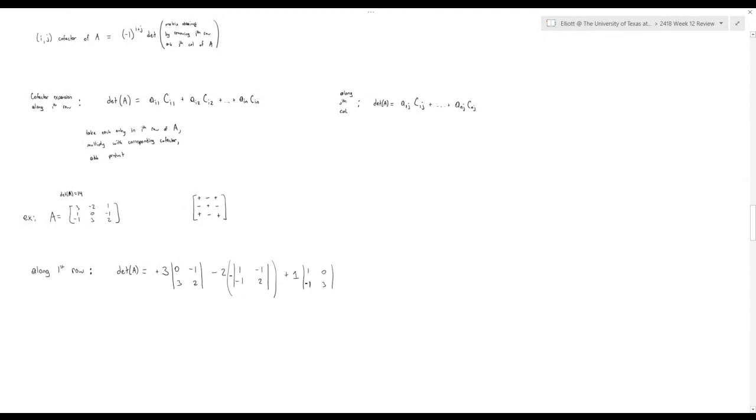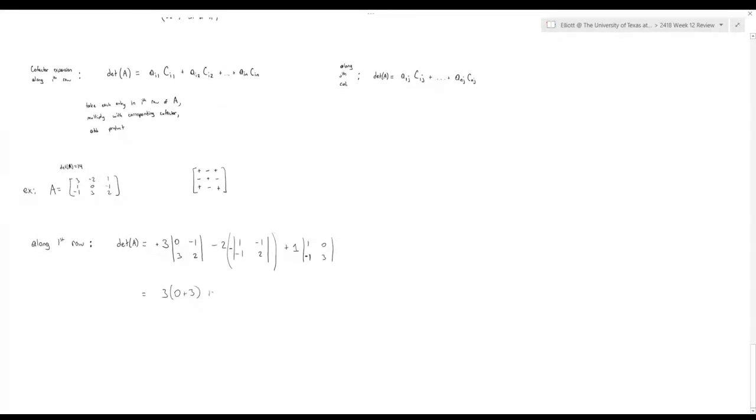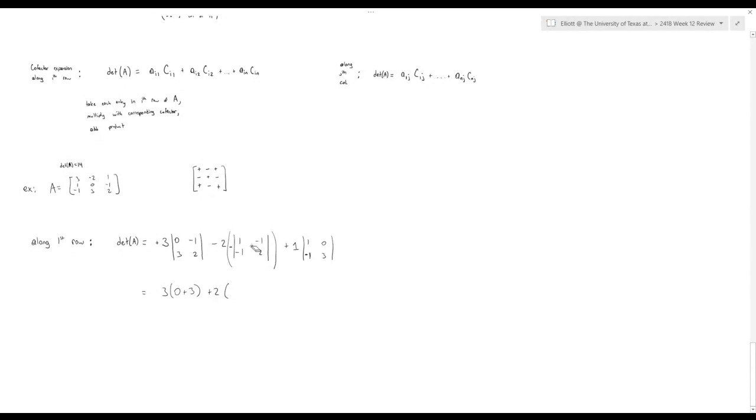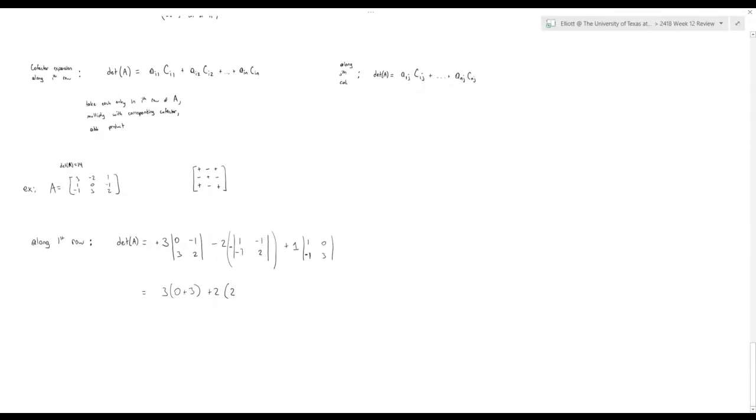Okay, and then each of these are 2 by 2 matrices, so we can calculate their determinants by doing the AD minus BC formula, okay? So for this matrix here, its determinant is going to be 0 minus a -3. Okay. Next, we're going to have a +2. And then I'm going to do AD minus BC.